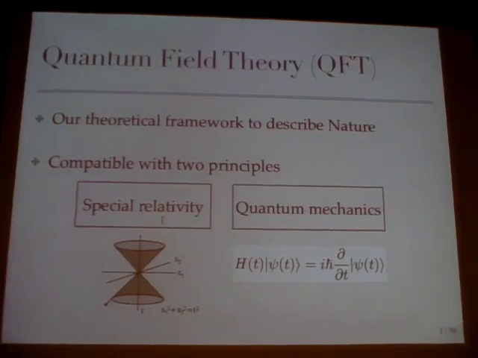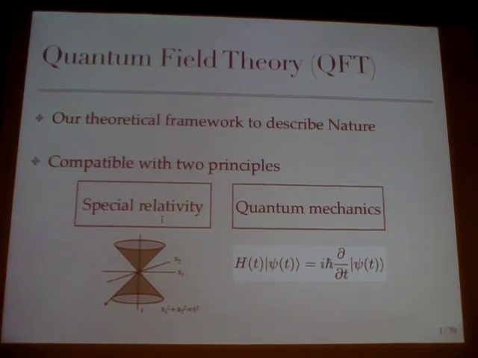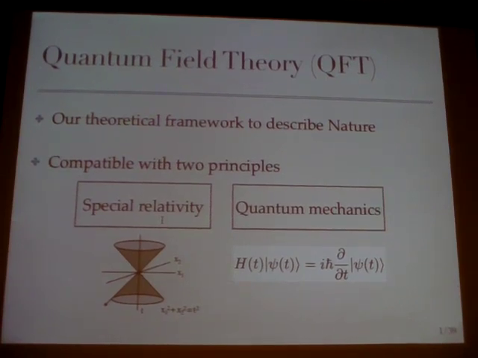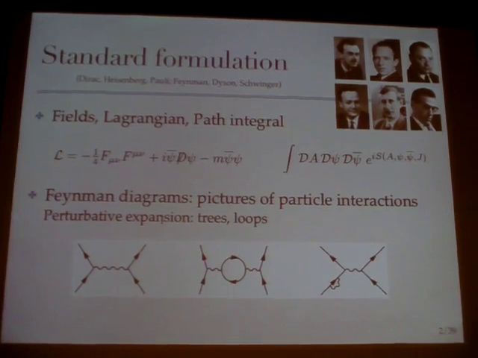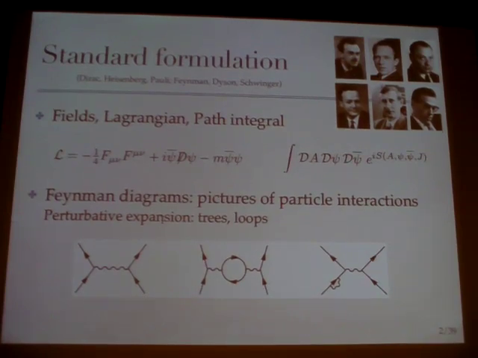which introduces the concept of space-time, the unification of space and time, and quantum mechanics, which says that the world is intrinsically probabilistic, not deterministic like in classical physics. Now, the standard formulation of quantum field theory uses the concept of fields, and for a given theory, we can, from fields, construct Lagrangians, path integrals, and from path integrals, we can calculate amplitudes using the methods of Feynman diagrams.